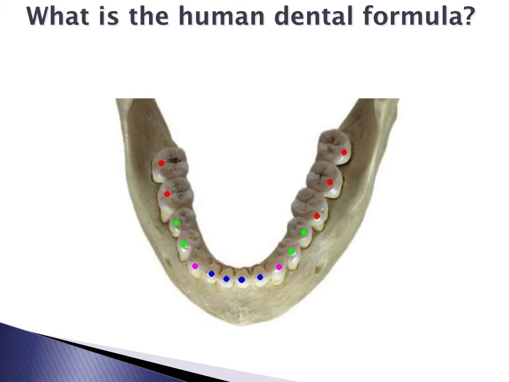So here's a picture of the lower jaw of a human skull. Can you identify the different types of teeth? So you've got the incisors at the front, followed by the canines, then your premolars, and finally your molars. Which tooth is missing? It's the molar.